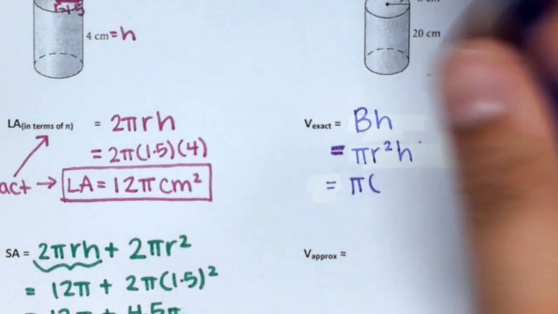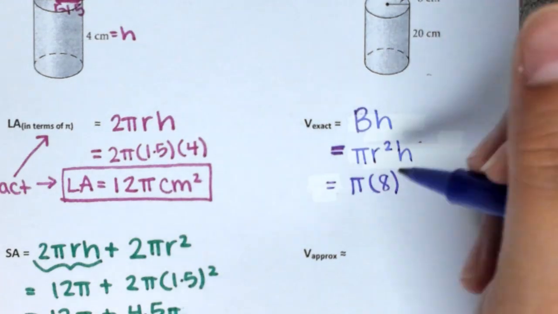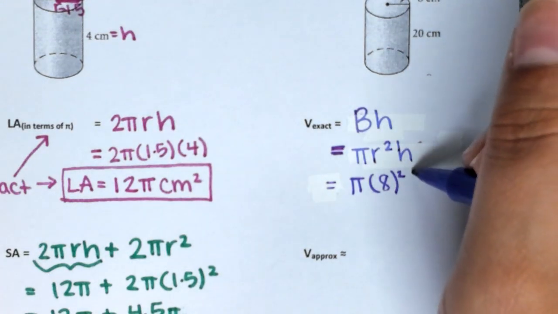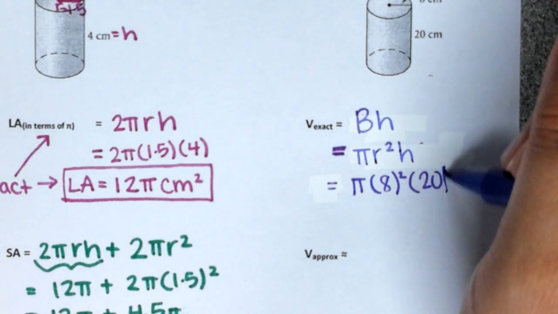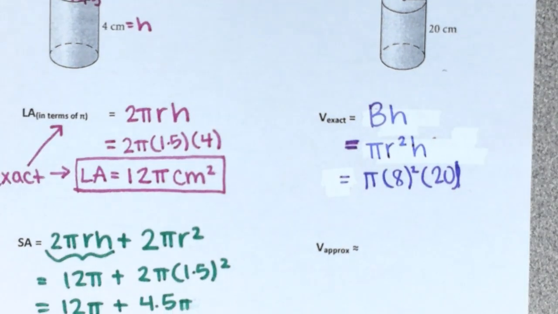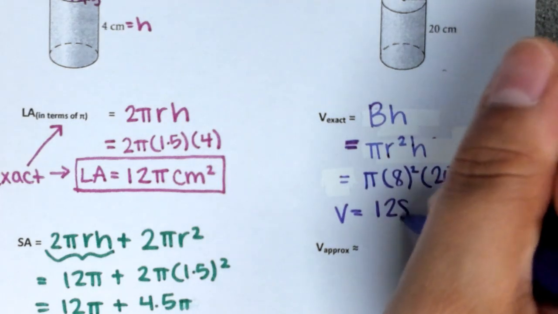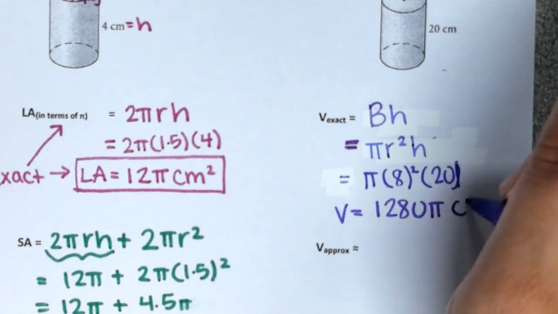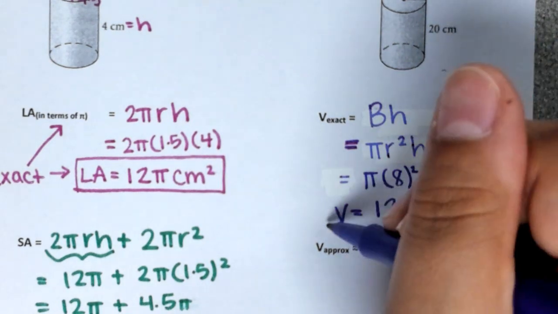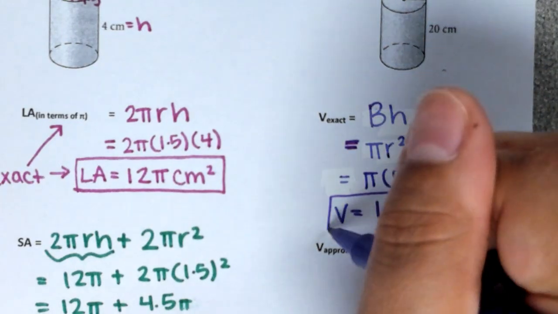What's my r here? And my height is 20. So this one wants exact. That means do not put pi in the calculator. So my volume is 1,280 pi centimeters, and it's volume, so what are we going to have? Cubed.